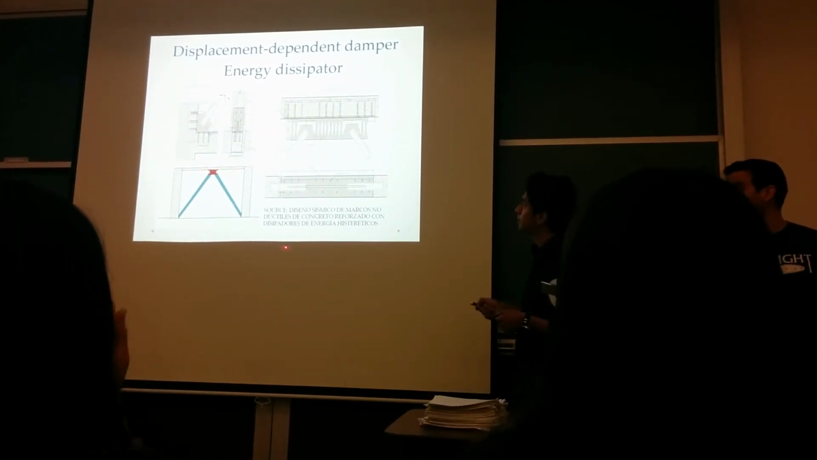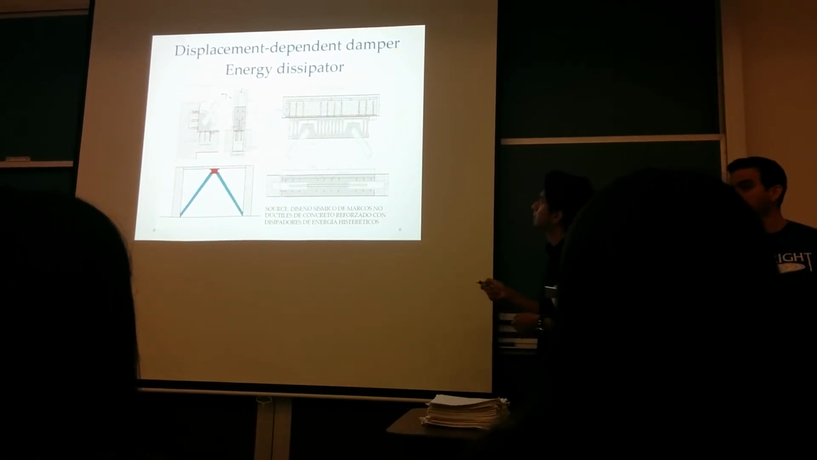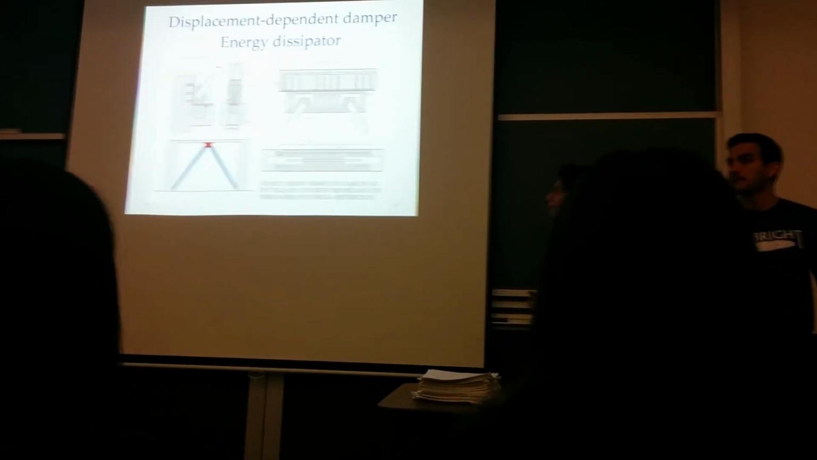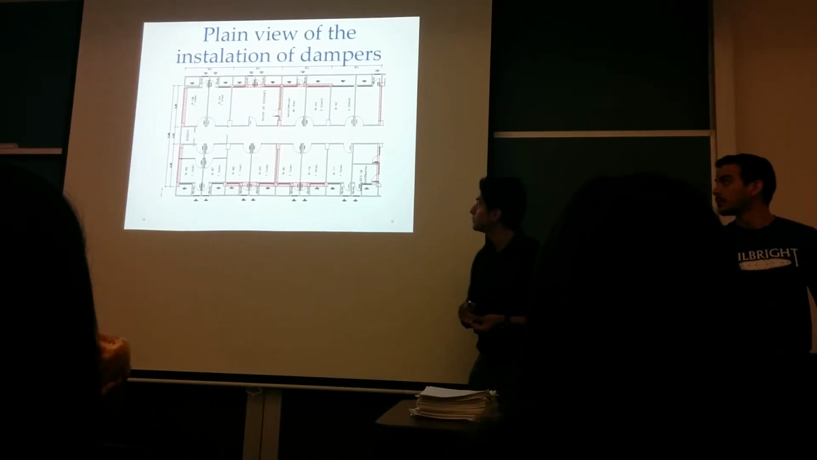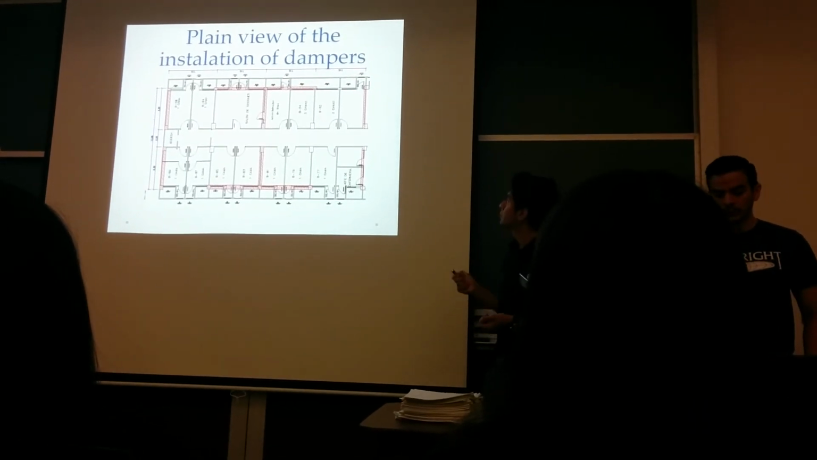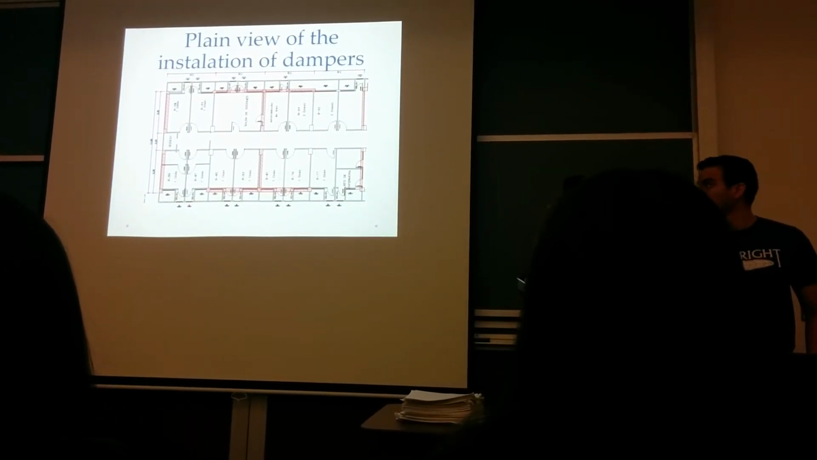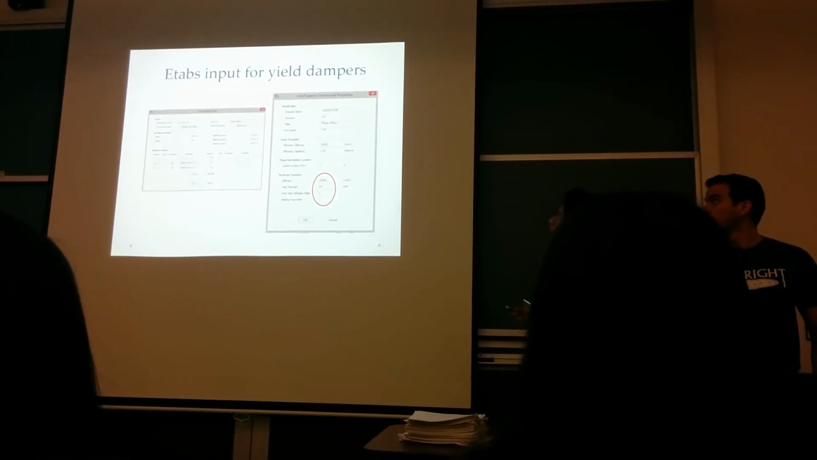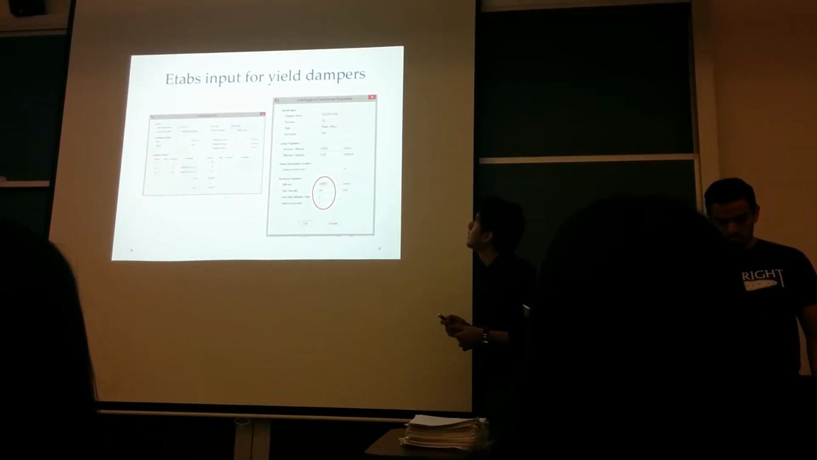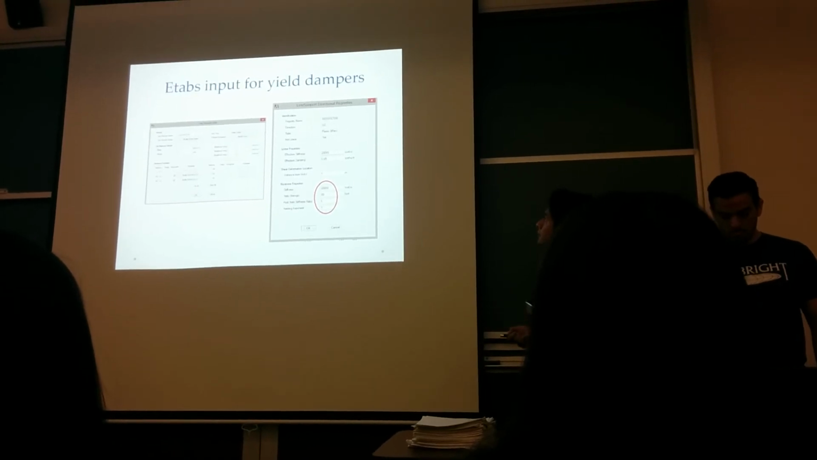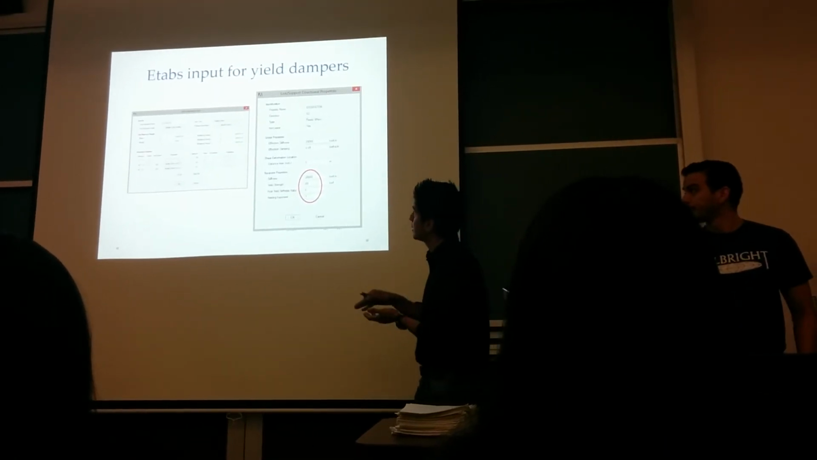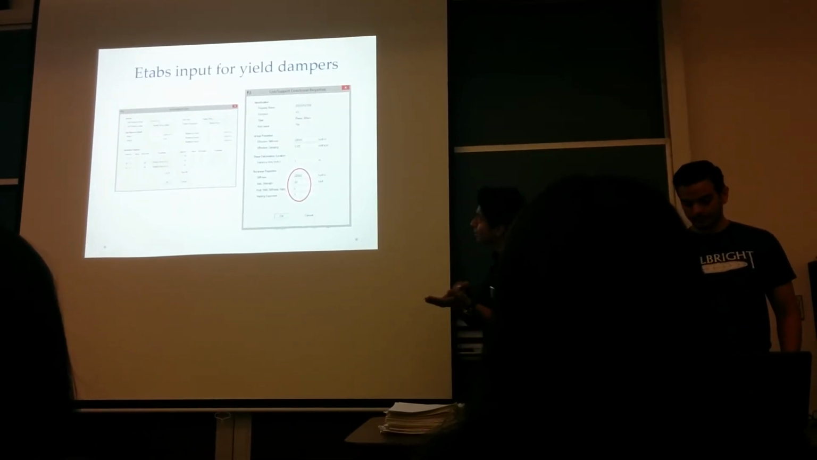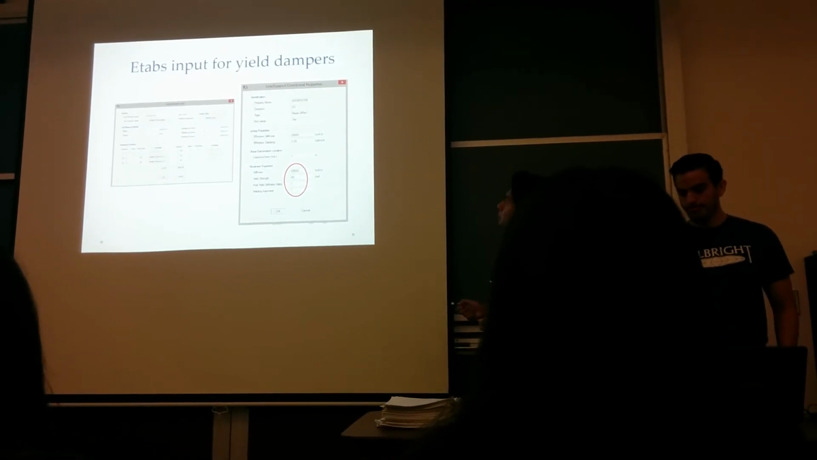Here you have two braces, and this is the damper. In this case, it will yield against shear forces. This is the distribution of the dampers put in the structure. But in this case, we are showing you the input that we put for the yield damper. We decided to take just the yield direction, so we use U2 and U3.